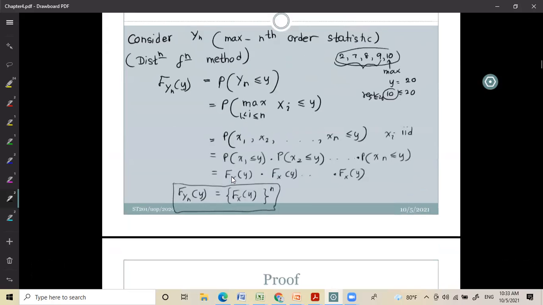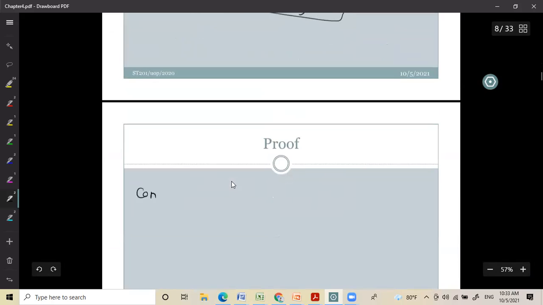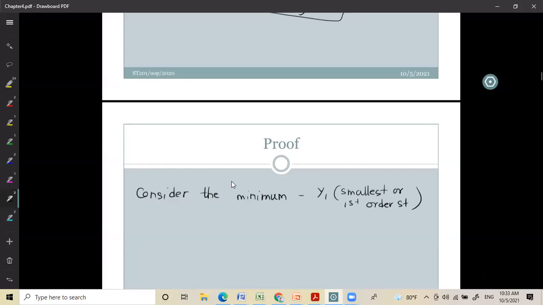Now, similarly, let's derive the PDF and the Cdf of the minimum. So now let's consider the minimum, that is y1, the smallest, or you can say the first order statistic. Again, we are applying the distribution function method.